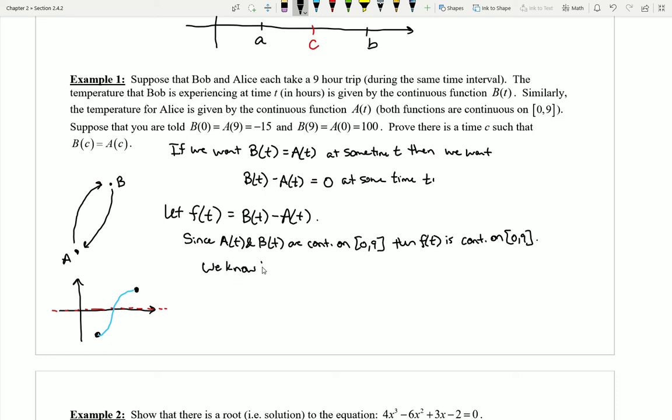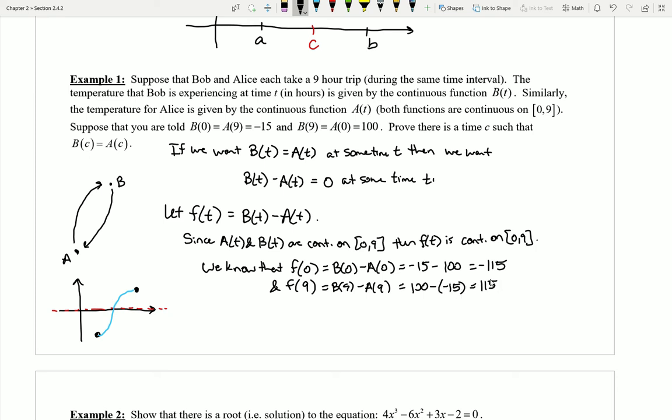We know that f of 0 is equal to b of 0 minus a of 0. Well, b of 0 is negative 15, and a of 0 is going to be 100. So that gives me negative 115. That's a lower point in my picture. I also know that at 9, I get b of 9 minus a of 9. And that is going to be 100 minus negative 15. That's 115.